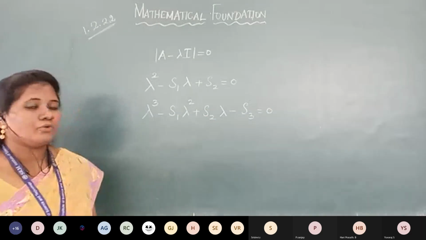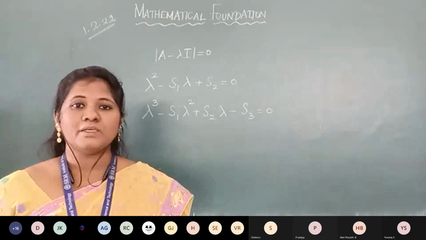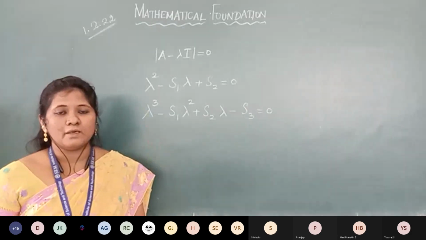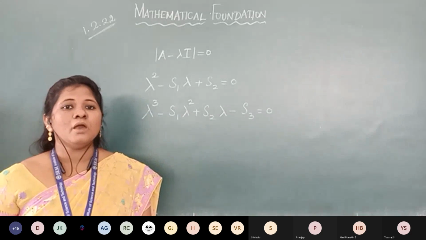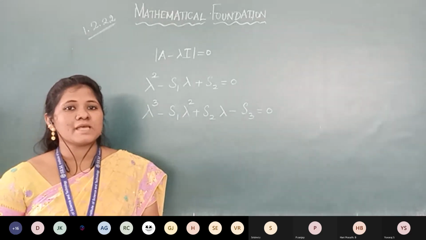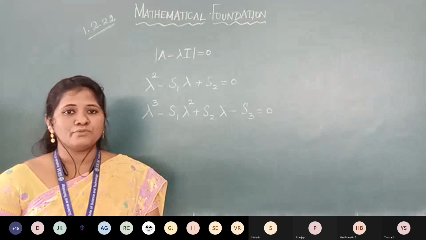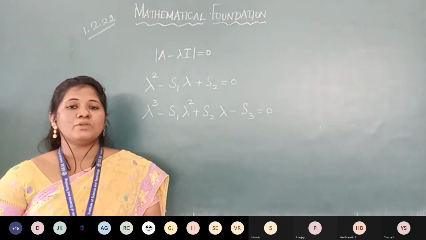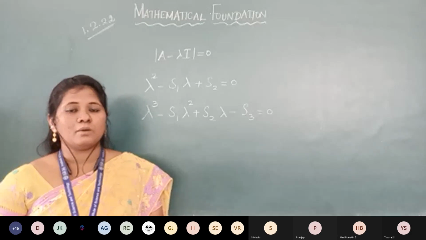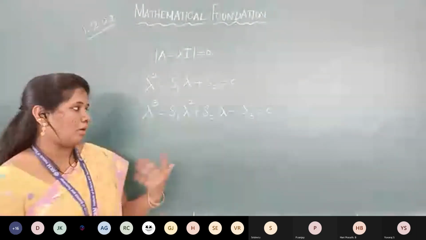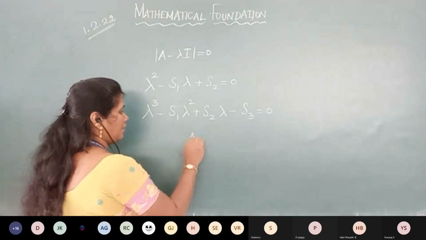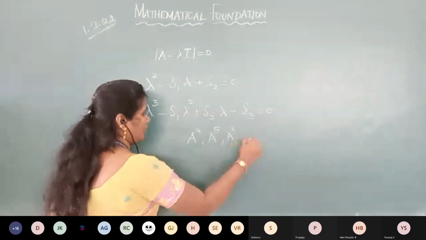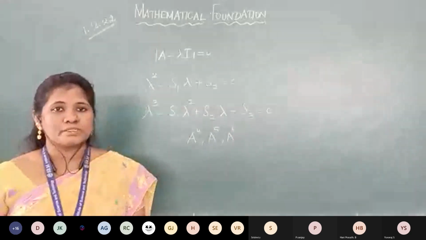After finding your characteristic equation, for verifying the Cayley-Hamilton theorem, instead of lambda you will substitute A, your given matrix, and make it equal to 0. You have to verify it. After verifying it, what can you find with that? You can find your inverse and the higher powers of A, like A power 4, A power 5, A power 6, and so on, whatever it is.